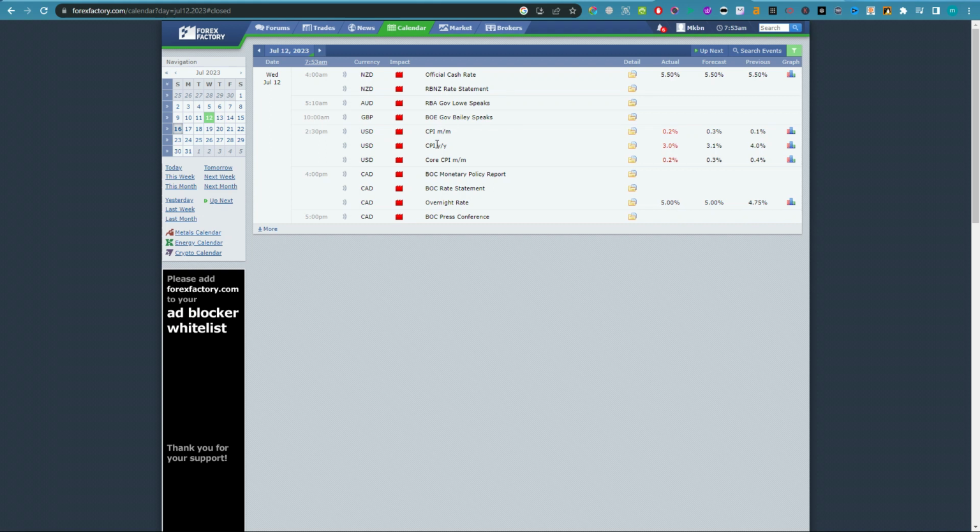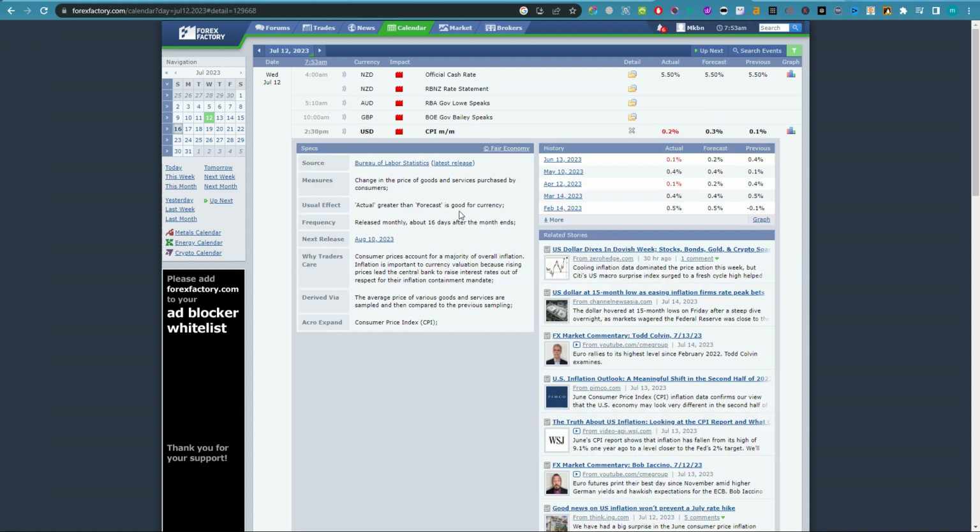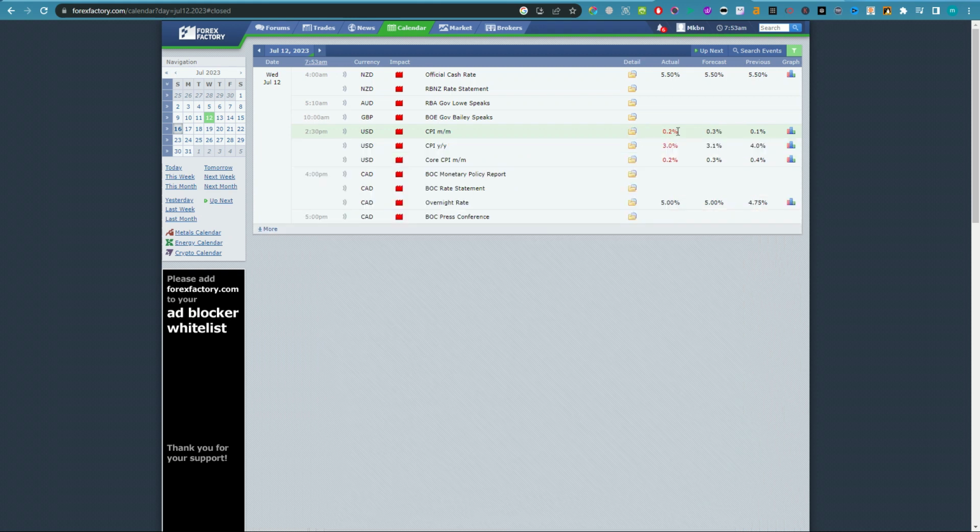As you can see, we have CPI and core CPI, and what I want to see here is actual greater than forecast is good for the currency. It means for CPI, if this is greater than the forecast, then it's going to be positive for the US, and prices are going to increase on the dollar. But what I personally prefer is to see this number also being greater than the previous one, because sometimes the actual value is greater than the forecast but less than the previous one, and that to me might just end up being a choppy market.